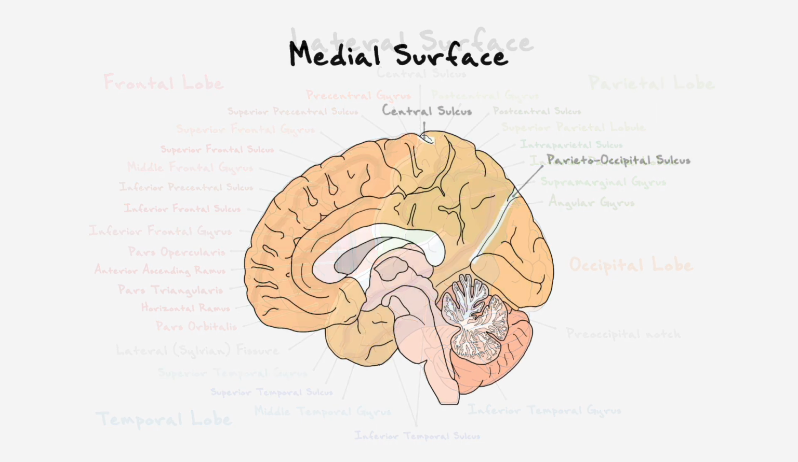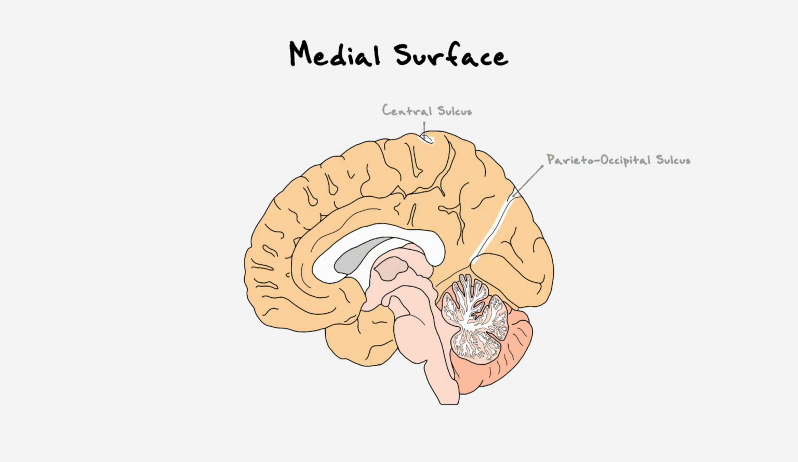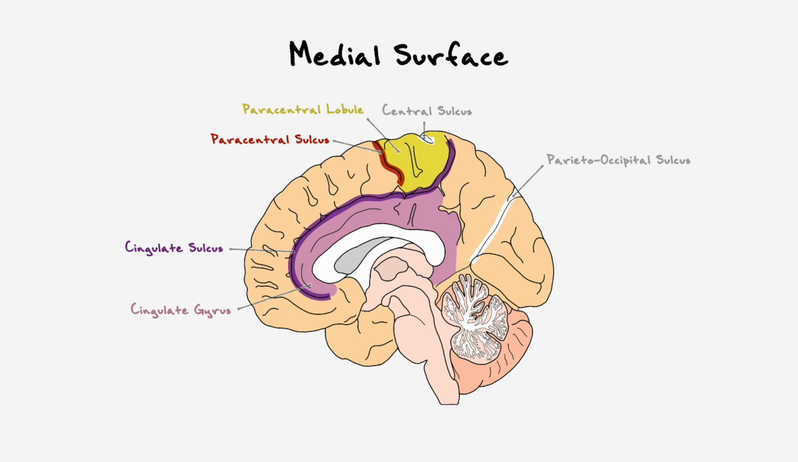Now, when it comes to the medial surface, there are also some important gyri and sulci to consider. One of the most prominent sulci is called the cingulate sulcus and forms the main boundaries for the cingulate gyrus. Along with another sulcus called the paracentral sulcus, the cingulate sulcus also forms the boundaries for the paracentral lobule, which is a shared region between the frontal and parietal lobes.